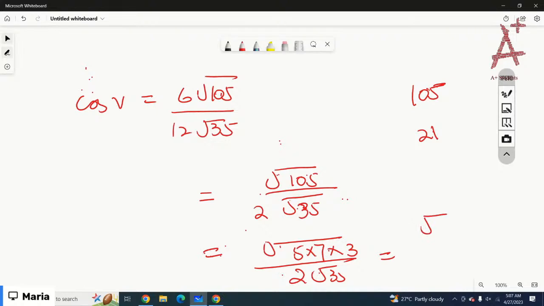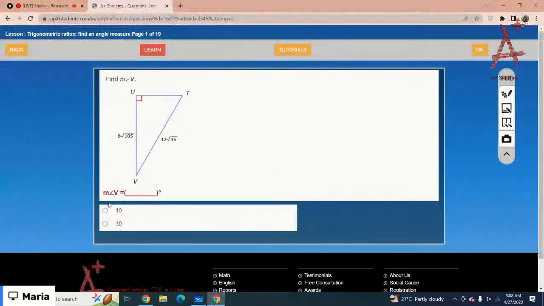So you can take square root 35 common from the numerator and you are left with square root 3, divided by 2 square root 35. So square root 35 and square root 35 got cancelled out with each other. You are left with just square root 3. So it would be square root 3 over 2.